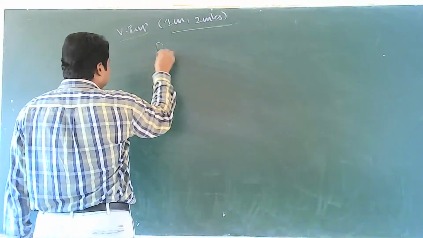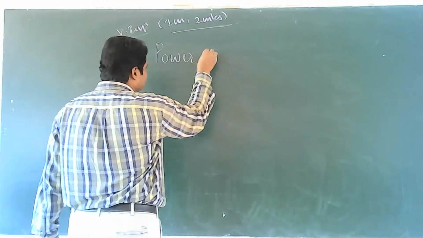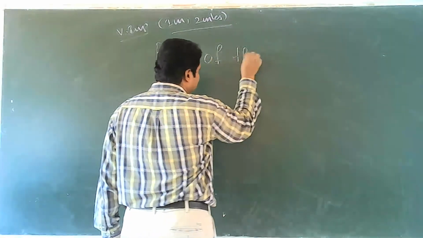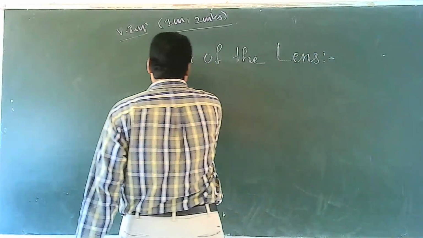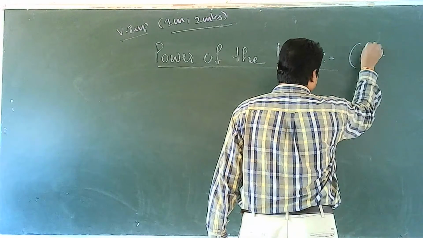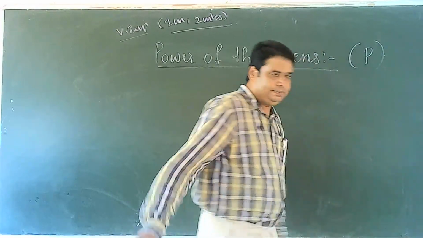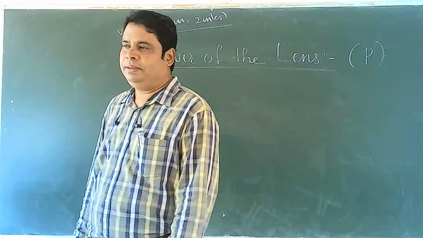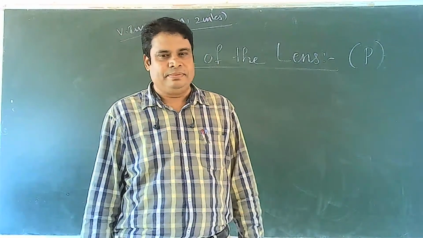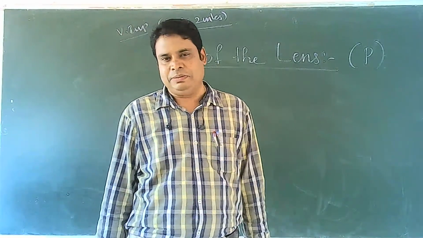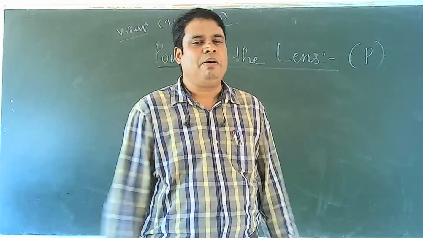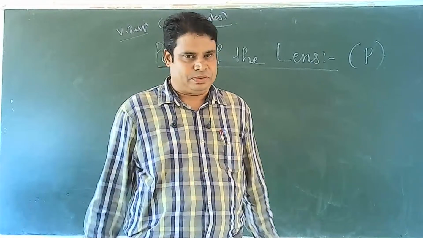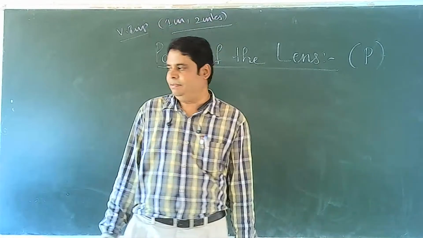Power of lens. Concept is power of lens. We usually represent it by P. 1 mark may be asked, 2 marks may be asked, the definition may be asked, the relation between focal length and power of lens may be asked. Number of ways the question may appear.